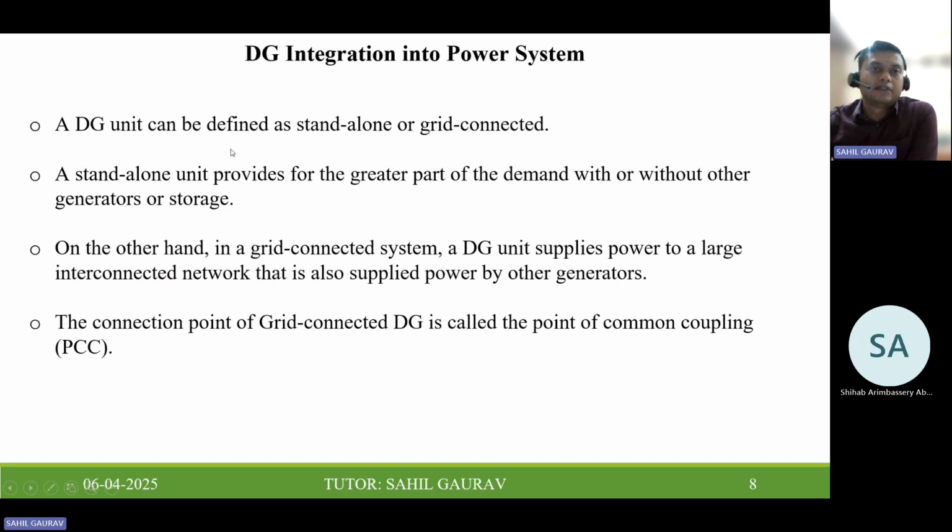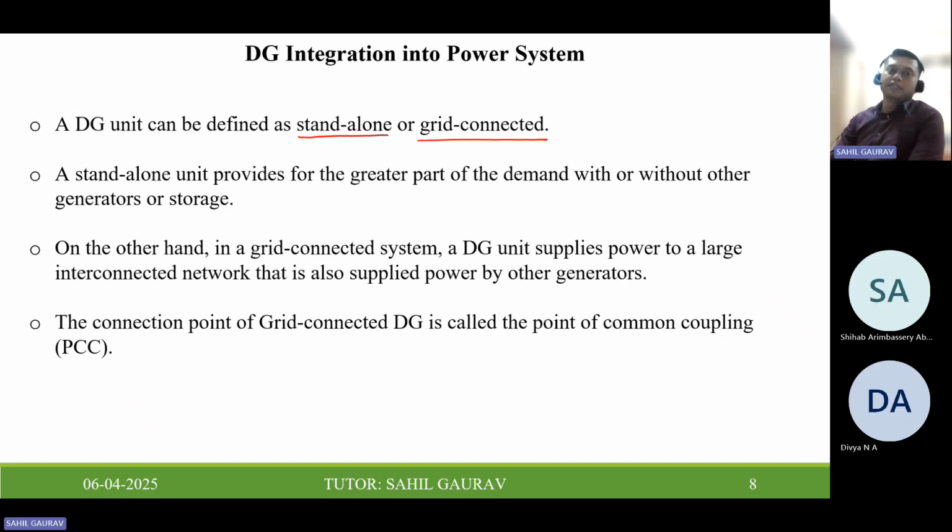Now, if you integrate DG with the power system, there can be two ways: either you operate in standalone or you operate grid connected. So DG based on integration with the power system can be defined as standalone type or grid connected type. As the name suggests, a standalone unit provides for the greater part of the demand with or without other generators or storage.